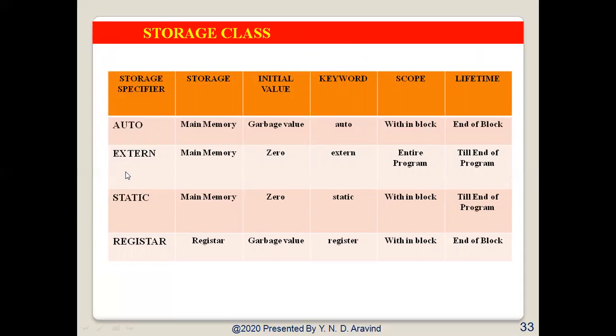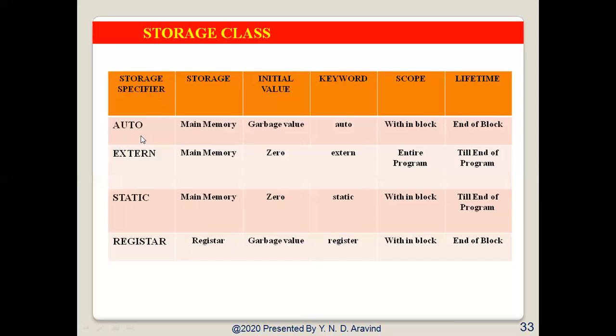Whereas if you are declaring with the extern or static keyword, the initial value will be assigned to be zeros. And the keywords you are going to use are auto for auto, extern for extern, static for static, and register for registers. For auto variables, the scope is within the block and the lifetime ends once we come out of the block.